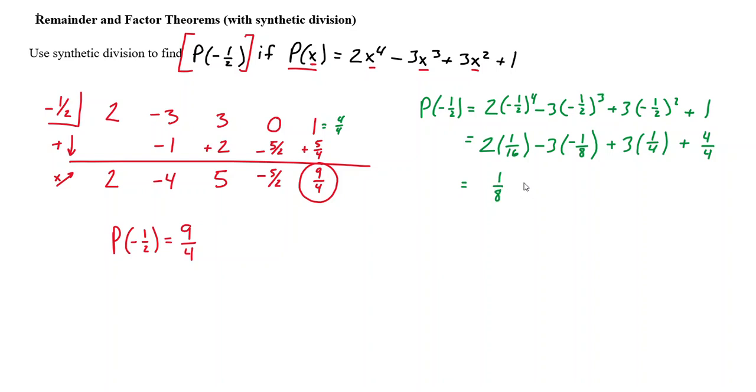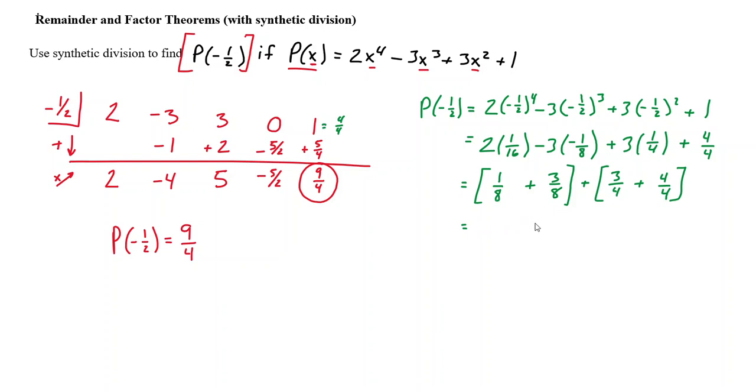Okay, so that's the first one. And then negative 3 times negative 1/8 is positive 3/8. And 3 times 1/4 is positive 3/4 plus 4/4. Now you can see I'm kind of setting this up so I can add the 1/8 plus the 3/8 together, and then I'm going to add the 3/4 and the 4/4 together. I'm hoping that this will all kind of come together in the end.